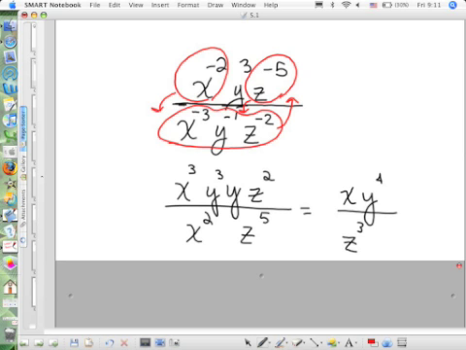Follow the rules. But your answer, now I look and I say, okay, where do I have more x's? In the numerator. So I know that in my answer, I will have an x in the numerator. How many? 3 minus 2 is 1. I have 1 x left. I don't get it. No, say it. Well, we're not there yet. I don't get why z is in the denominator.